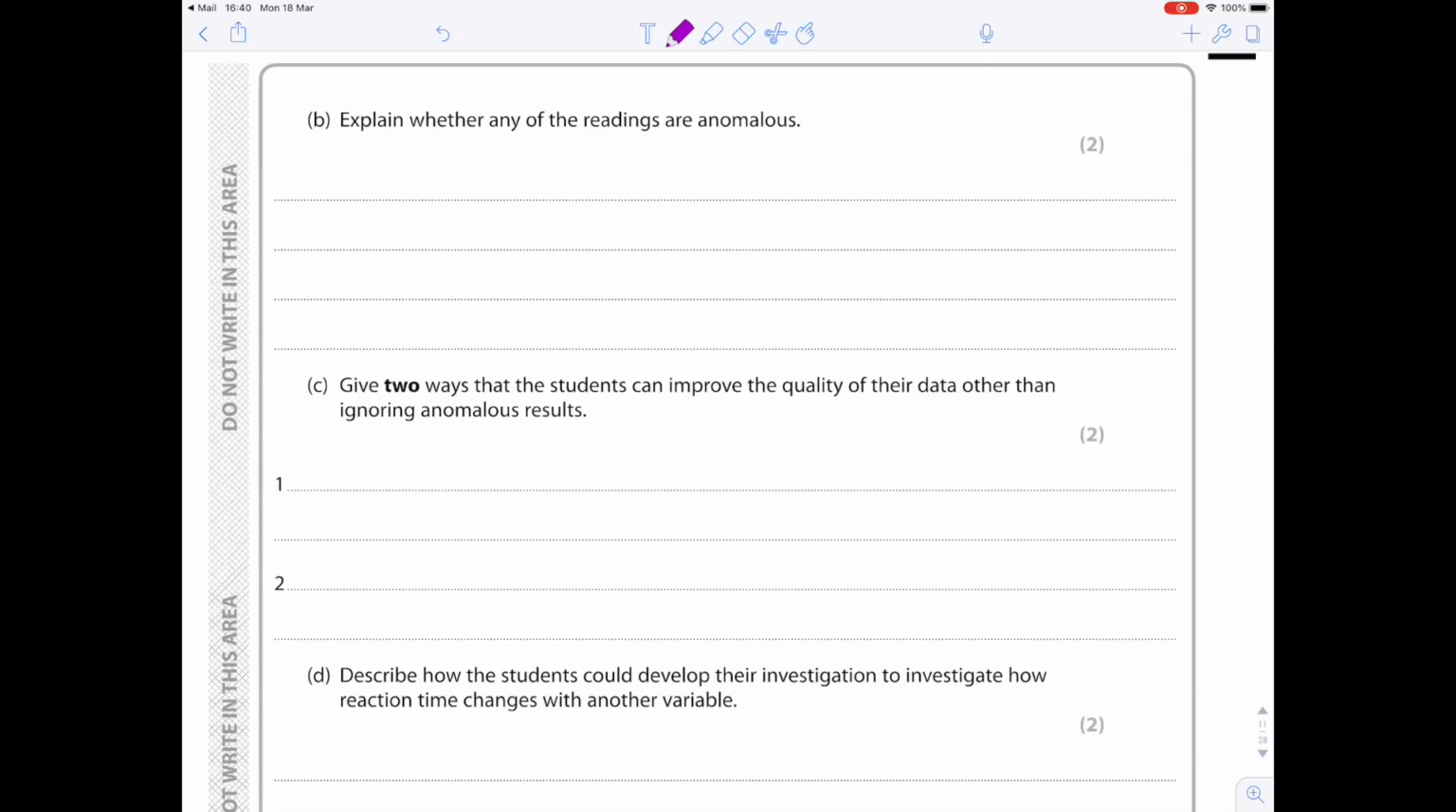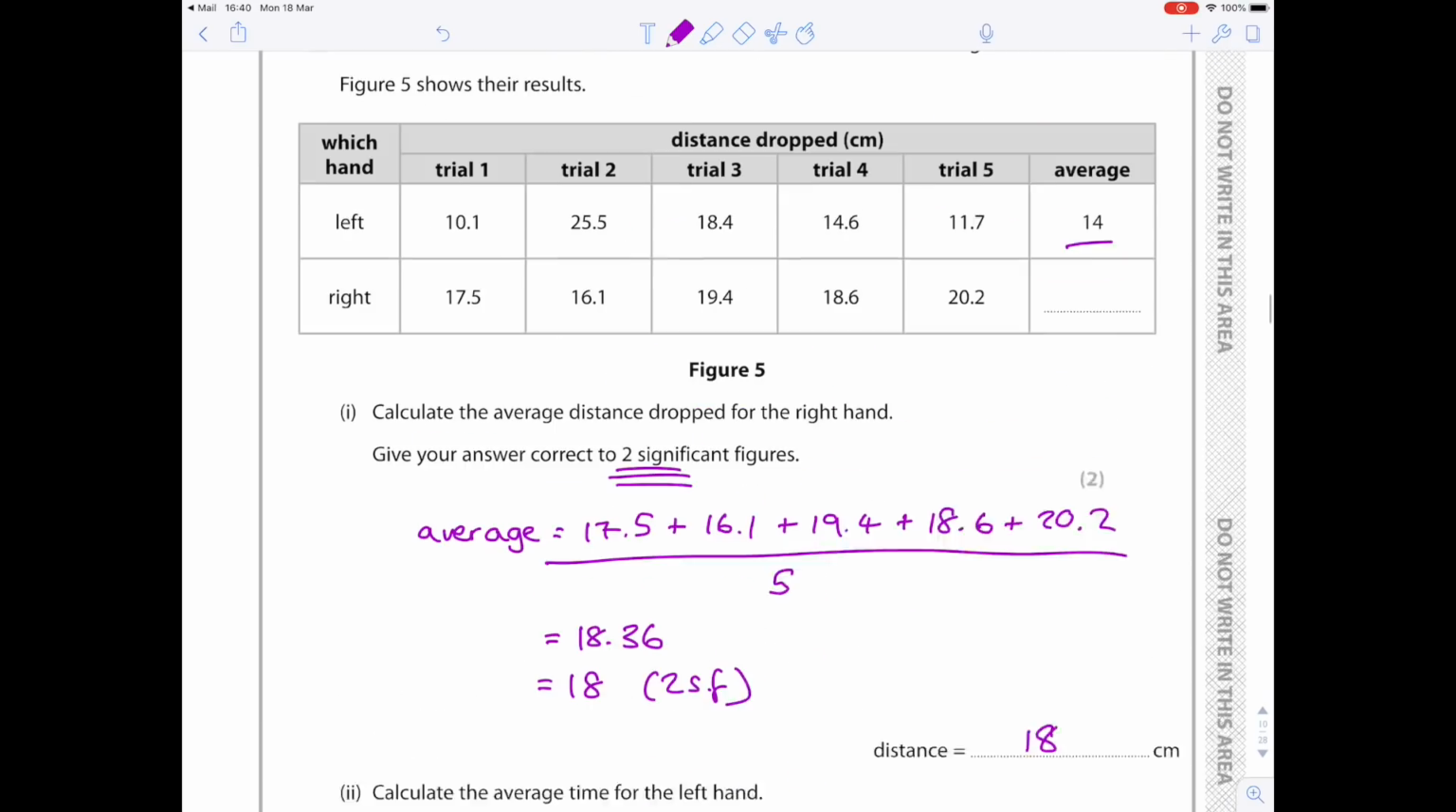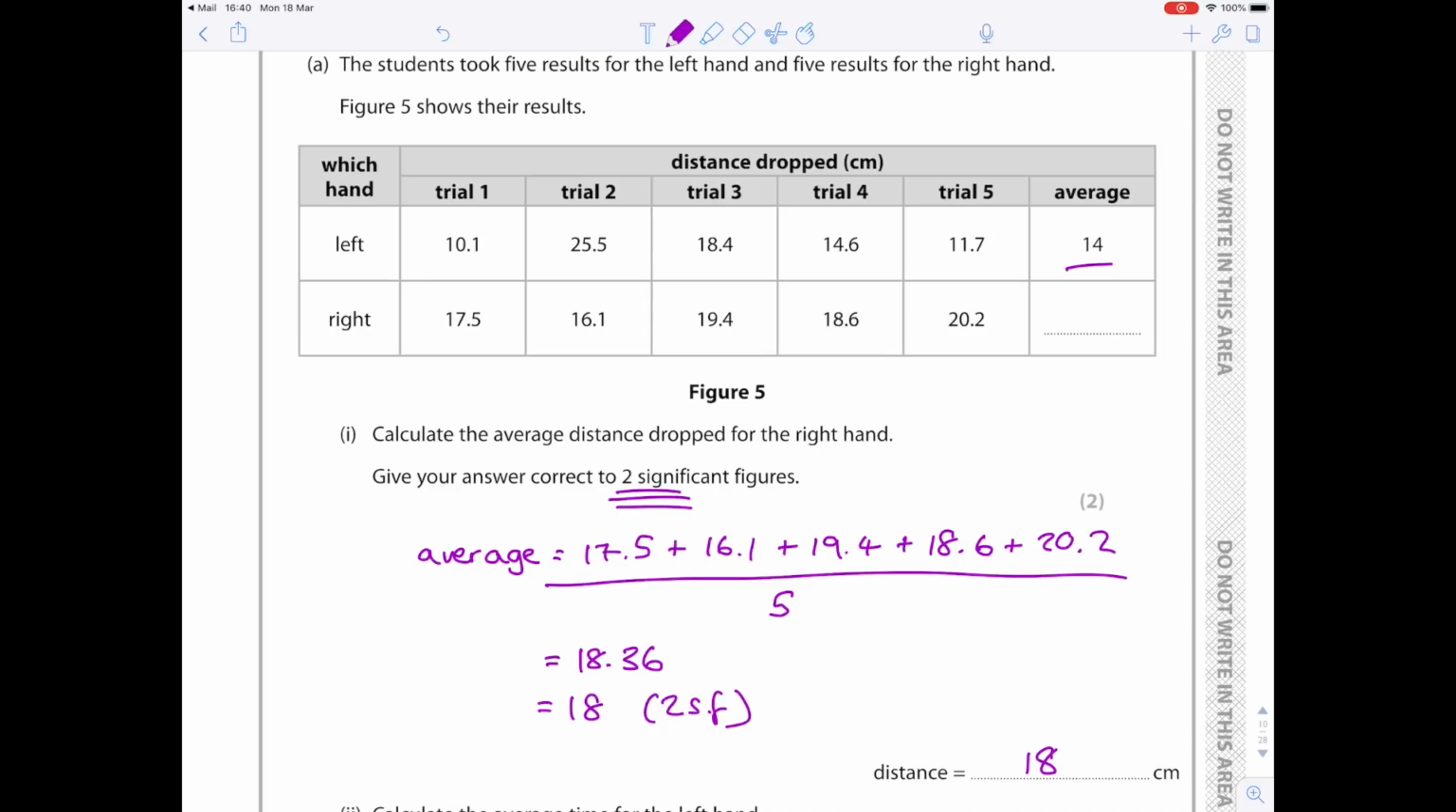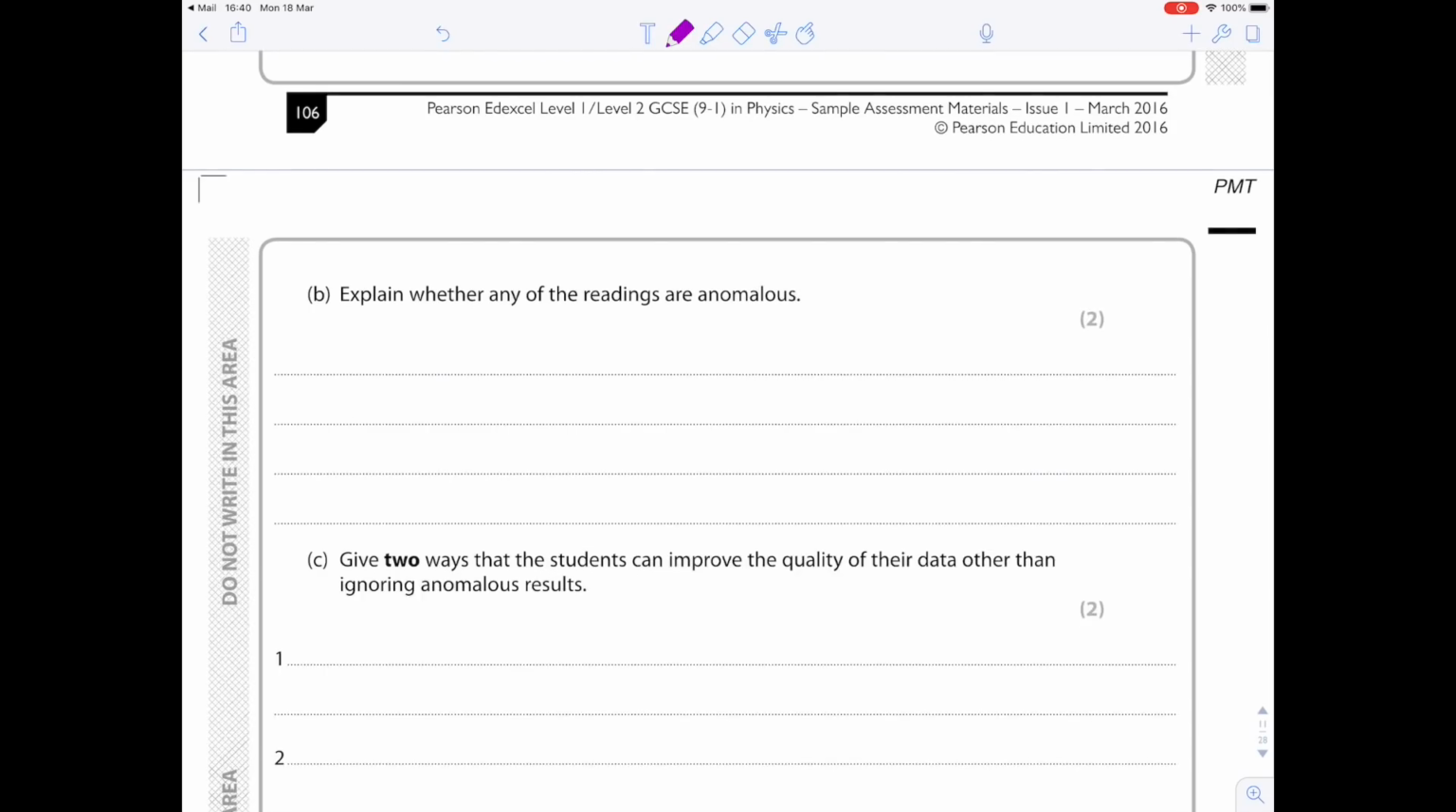Explain whether any of the readings are anomalous. So anomalous really means odd one out. So let's have a look up and see if any of these don't fit the trend. And hopefully you can see this 25.5 is much higher than all the other readings. So I'm going to write that here. 25.5 is an anomalous result.